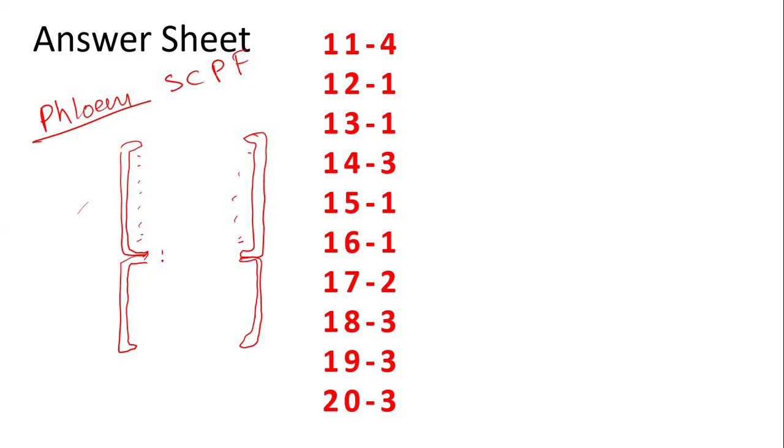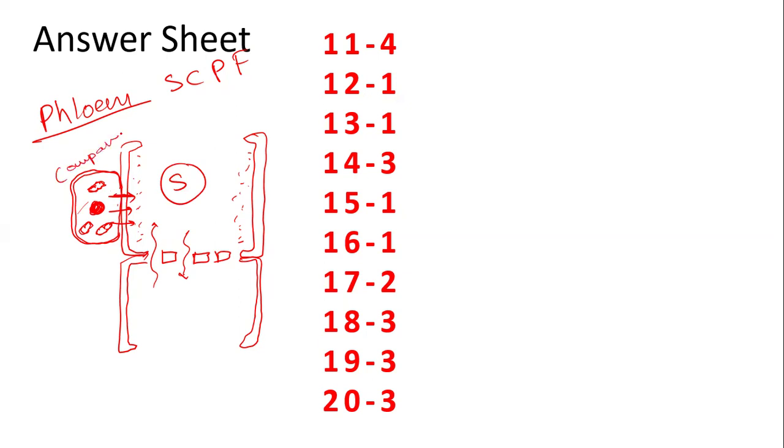Their end walls are incompletely broken, so that food can go up and down through this. And this is a living cell which does not have a nucleus. So to help its function, next to it there are always companion cells. In companion cells, the nucleus is well developed. There are more mitochondria. Why is that? Because it has to do its own function as well as the sieve tube element's function. So there is always a connection between the sieve tube element and the companion cells. Actually, companion cells are the ones which control the sieve tube element.